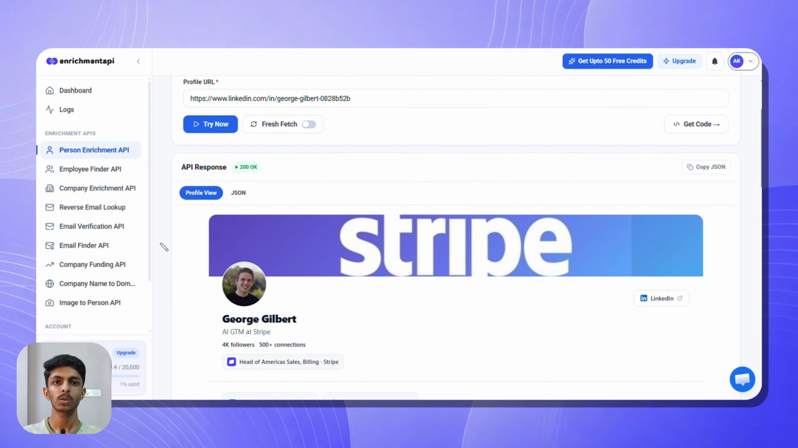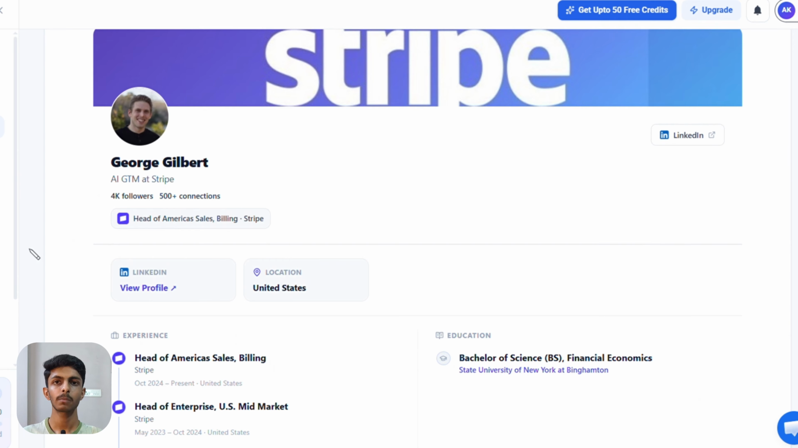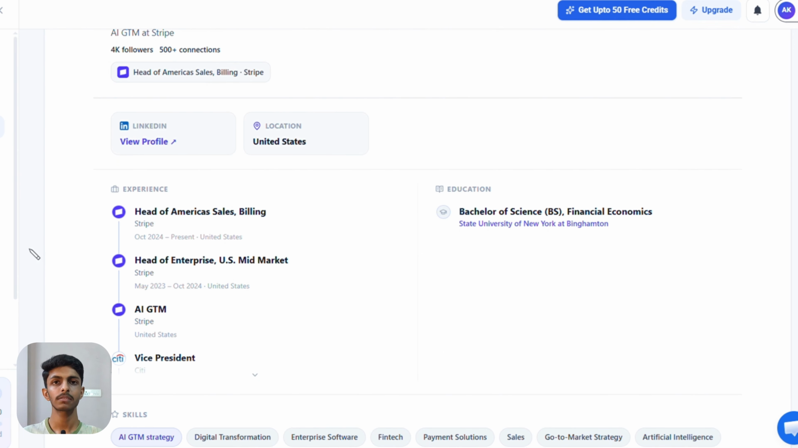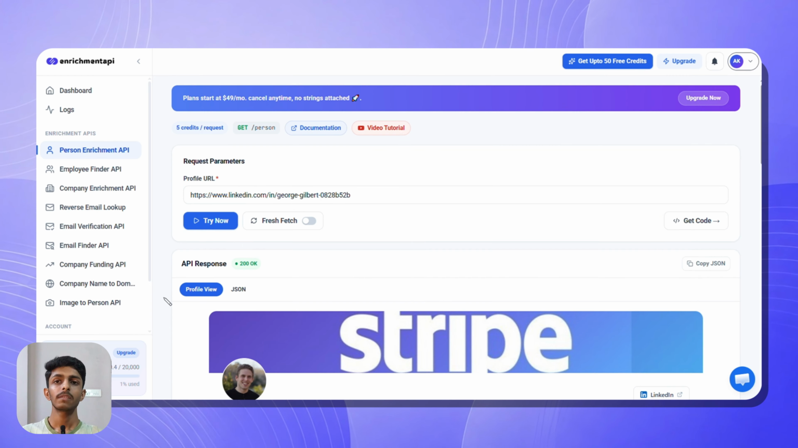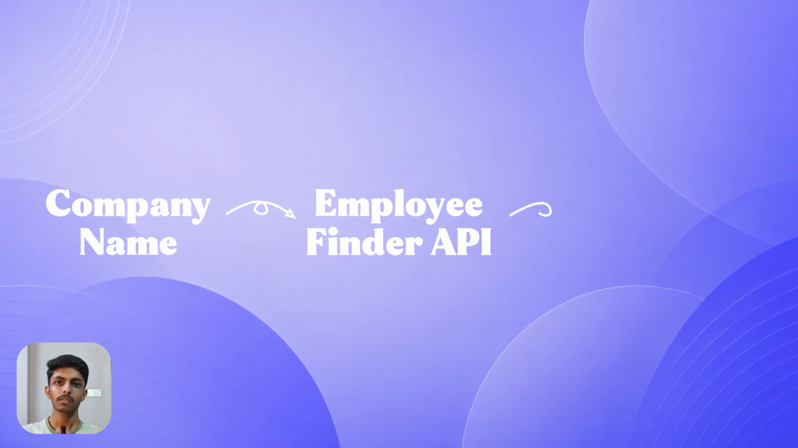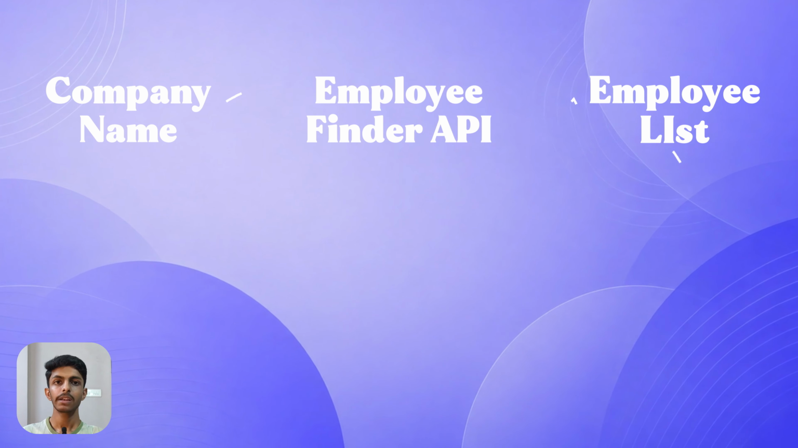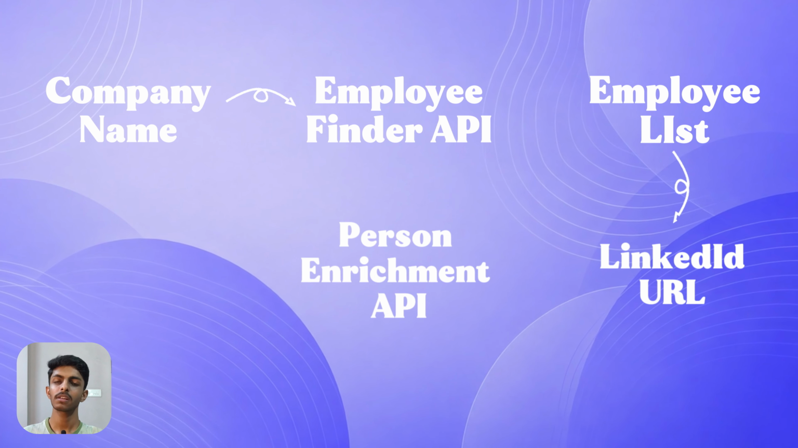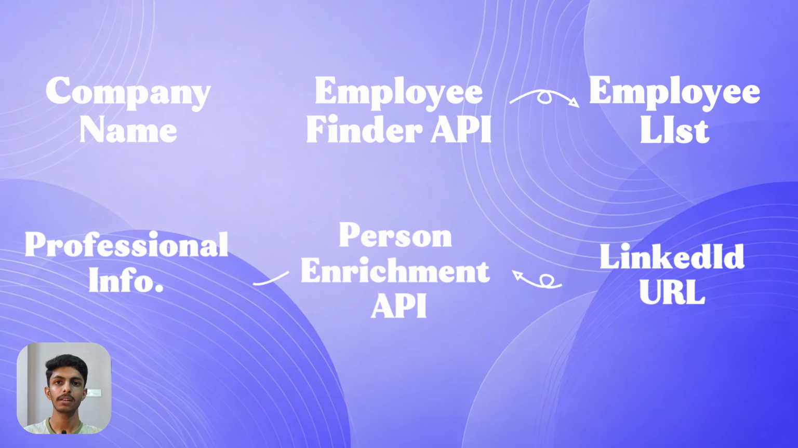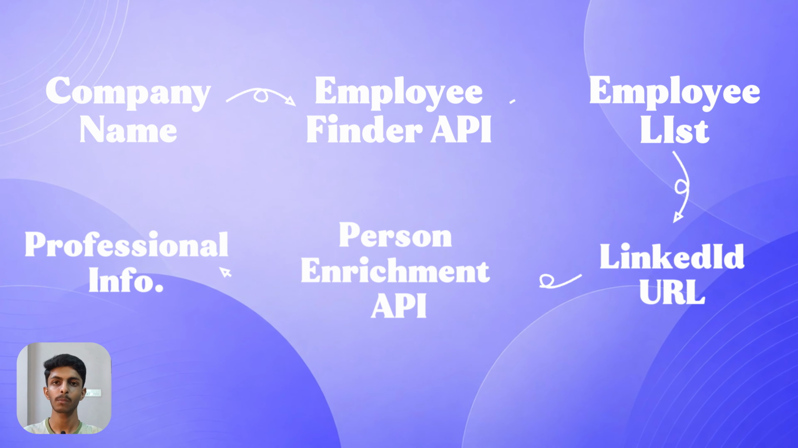In the response data, you can see the person's name, current company, about section, experience, education, and other professional information. So the overall workflow is very simple. You give the company name to the Employee Finder API and you get an employee list with their LinkedIn URLs. And then these LinkedIn URLs are passed to the Person Enrichment API and you get detailed professional information about the employees.